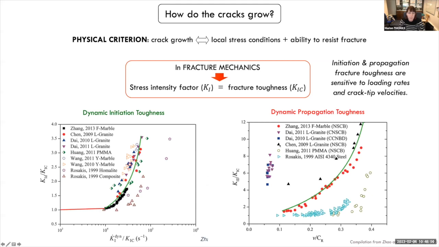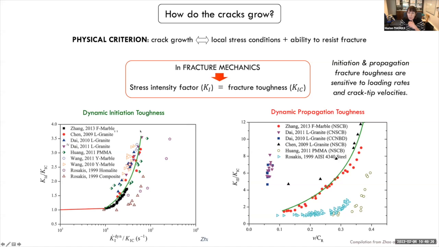But laboratory experiments that have been performed on rocks at a high loading rate have shown that we actually have a fracture toughness which is sensitive to loading rate and crack tip velocity. So here you see we have two different figures. We have one for the dynamic initiation toughness, so that's the resistance to fracturation, and the dynamic propagation toughness.